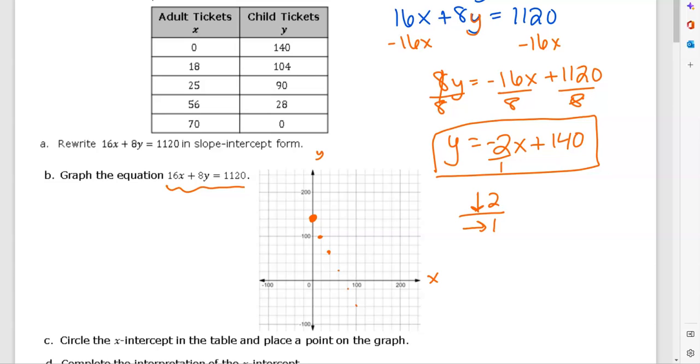I try to fill in as many as I can on my graph. How can I go backwards? Up to which way? Left. Good. Go backwards. 1, 2, backwards. 1, 2, backwards. All right. And then you would take your straight edge.